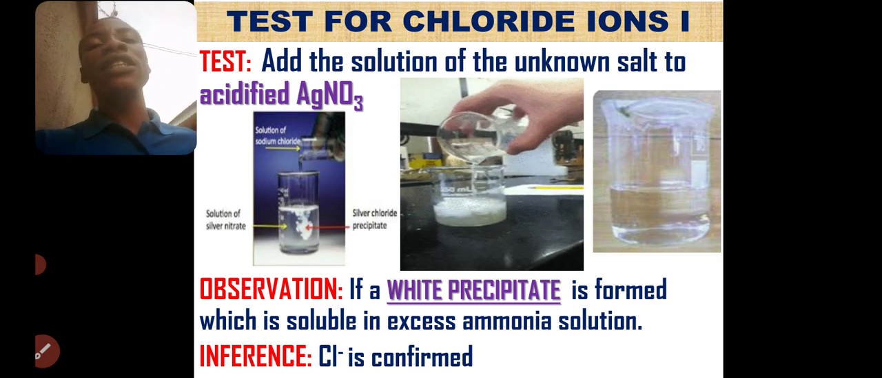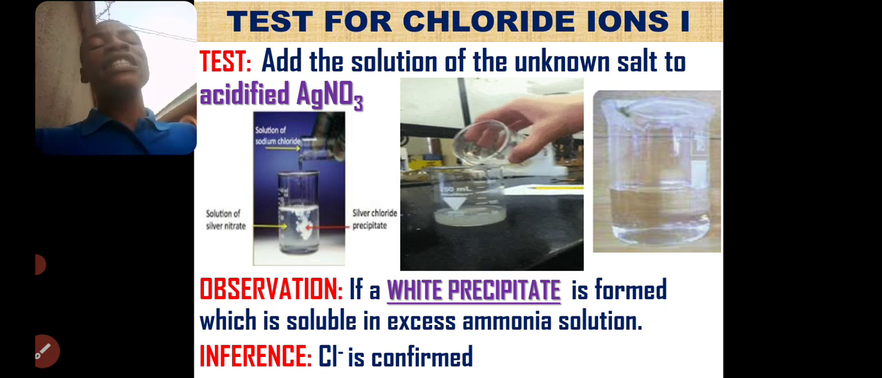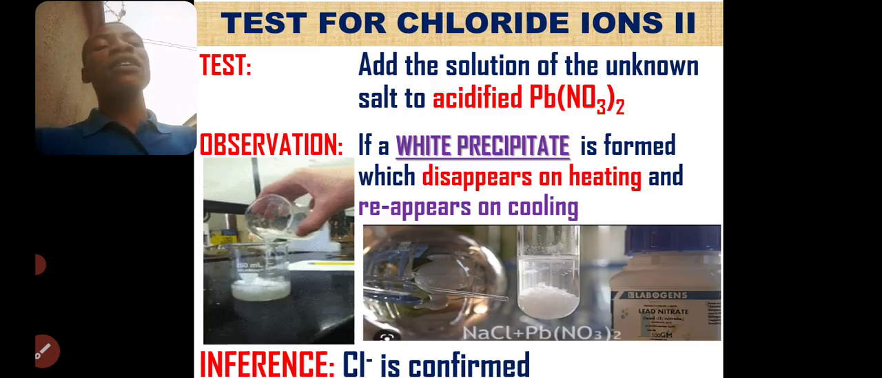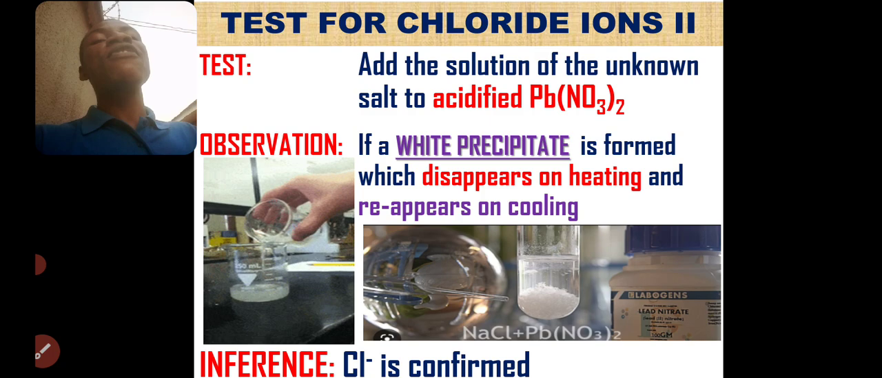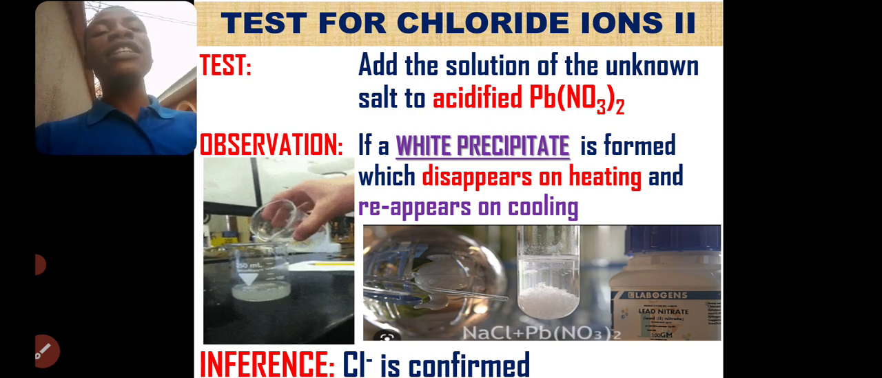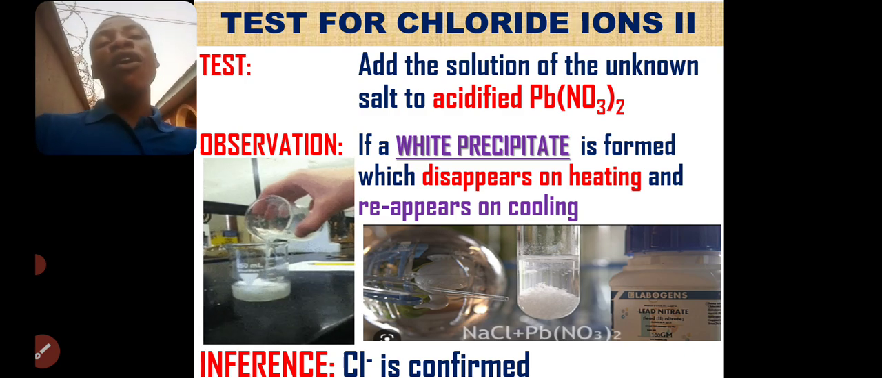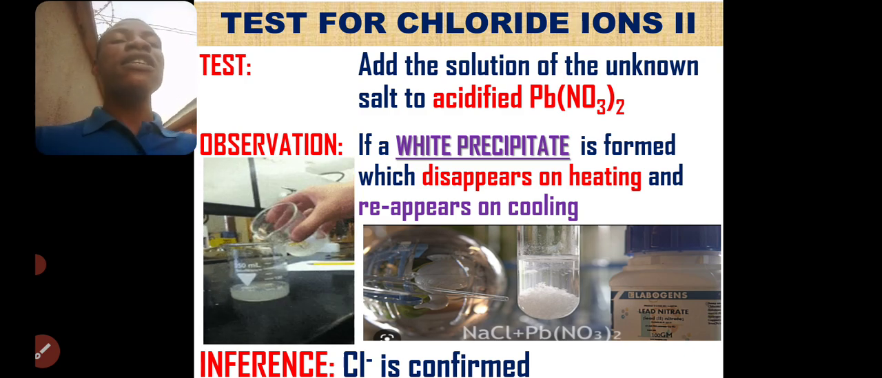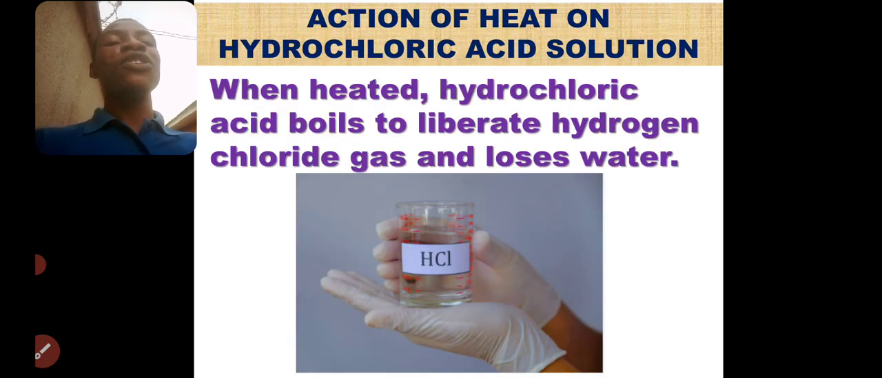Acidified AgNO3 will give you white precipitate soluble in aqueous ammonia, or with acidified lead nitrate it gives you white precipitate that disappears on heating and reappears on cooling. So this is how you test for chloride ion.